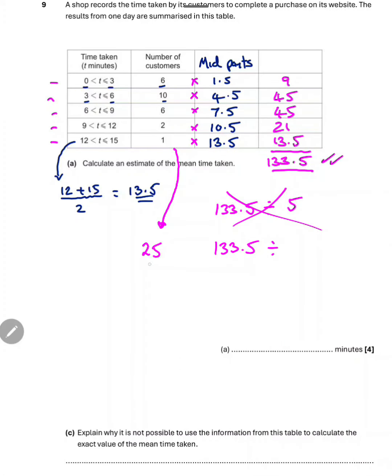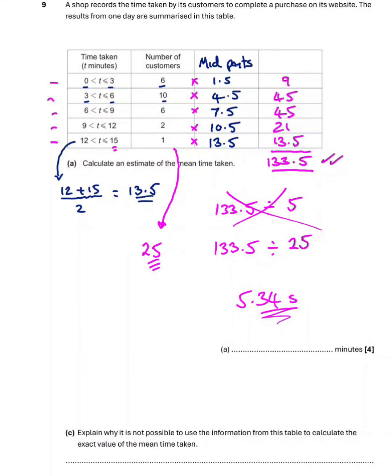If you add all these numbers together, you will see there are 25 people. That is what you divide by. How many people, not how many rows. And you get 5.34 minutes. Makes sense between 0 and 15. If you divided by 5, you're probably going to get an answer that's bigger than 15. How can your average be bigger than the maximum?